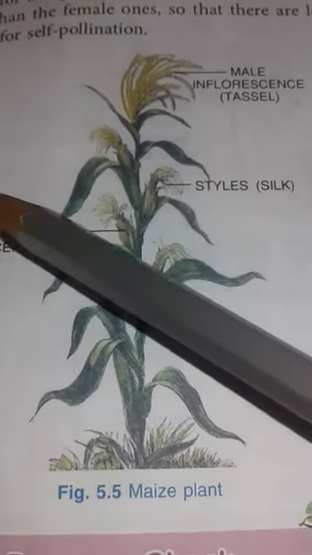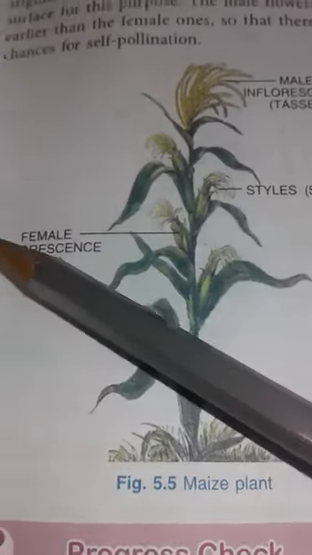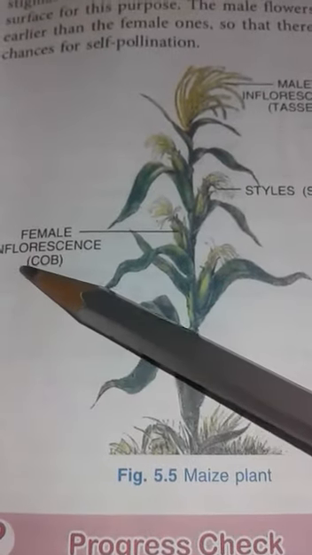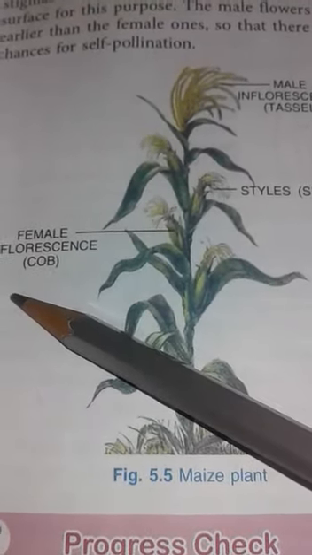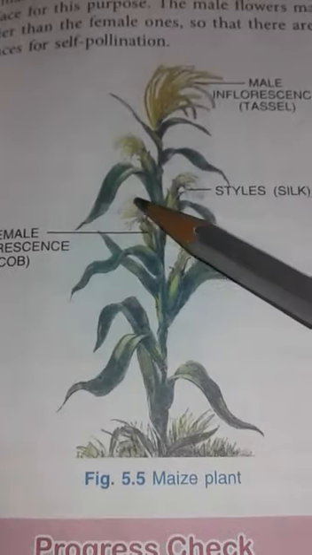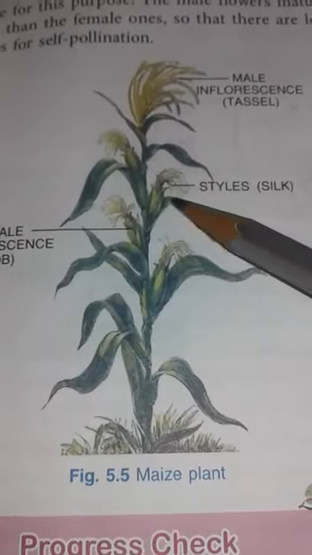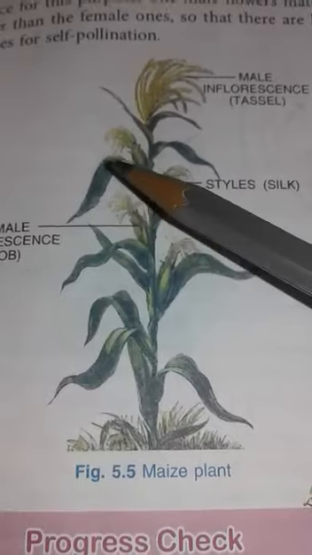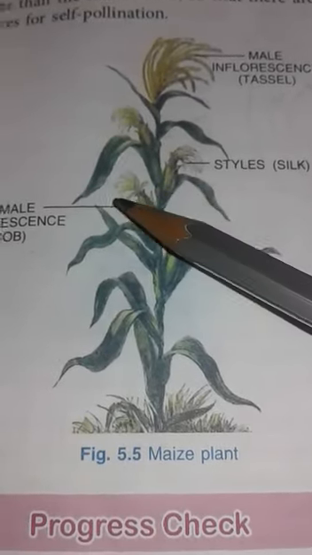The pollen blown away by the wind may fall on the feathery stigma of female flowers, which have long styles that serve the purpose of cross pollination.